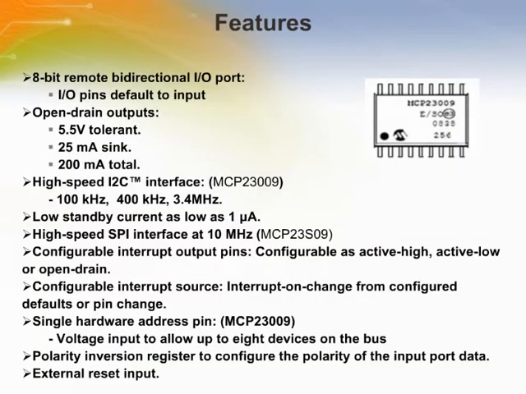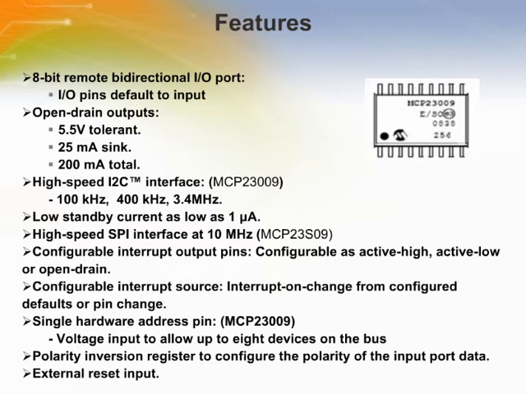The MCP23S09 is an 8-bit I/O expander with SPI interface operating at 10 MHz. Its I/O can act as a hardware interrupt with 25 mA source or sink current paired I/O. The MCP23X09 consists of multiple 8-bit configuration registers for input, output, and polarity selection.